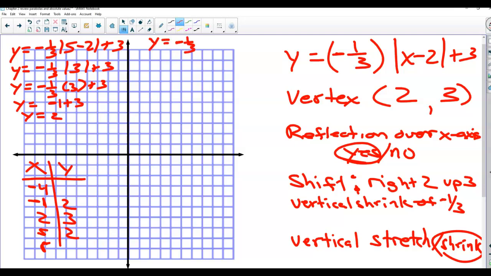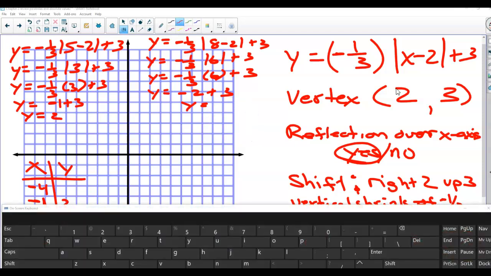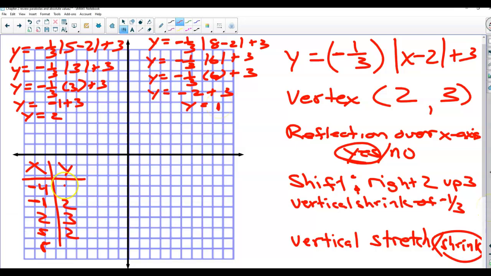Now we're going to go 8. 8 minus 2 plus 3. Negative 1/3, the absolute value of 6 plus 3. Negative 1/3, the absolute value of 6 is 6. Negative 1/3 times 6. Oops. Go right to that multiplication now. Negative 1/3 times 6 is a negative 2. So therefore my y is a negative 2 plus 3, my y is a 1. Make sure you don't make careless mistakes.